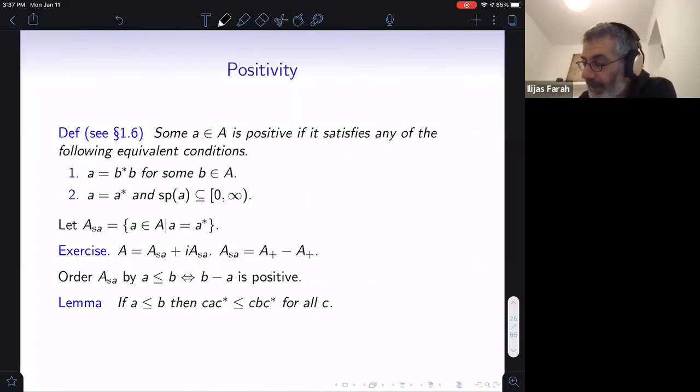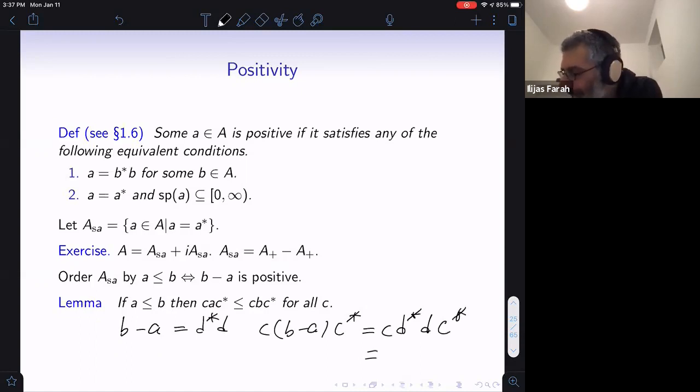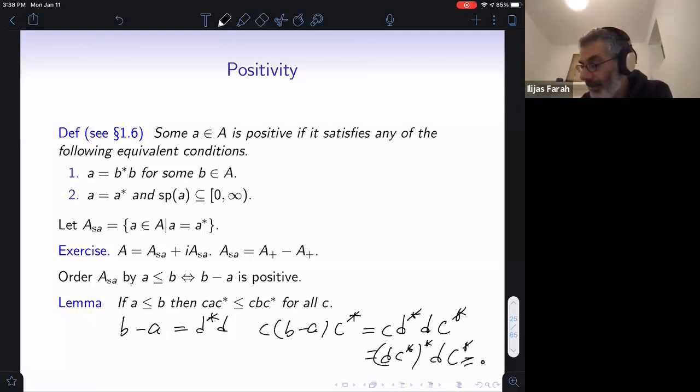First lemma: if A is less or equal than B, then for any C, CAC star is less or equal than CBC star. The reason for this, I'll just sketch a proof. If you write B minus A as D star D, then C times (B minus A) times C star is CD star times DC star, and this you can rewrite as (DC star) star times DC star. So it is greater or equal than zero. And then you can rearrange this.